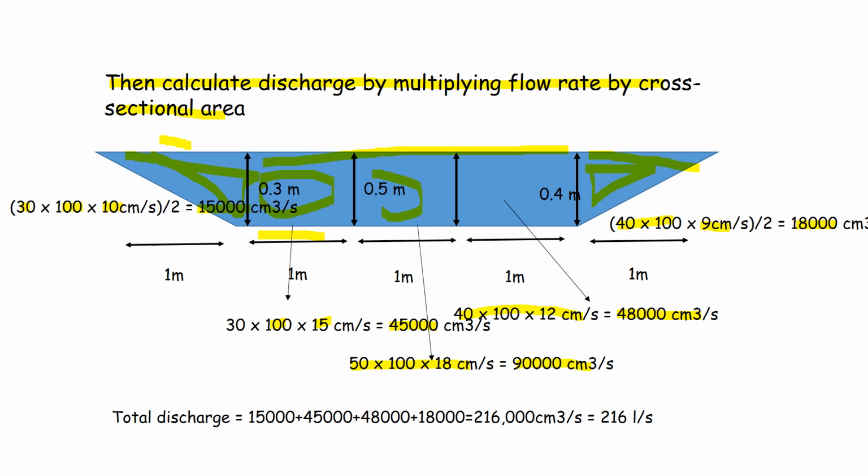We now add all of the segments together to calculate total discharge. This comes to 216,000 centimeters cubed per second, or 216 liters per second, which is the discharge at this particular point in the stream.